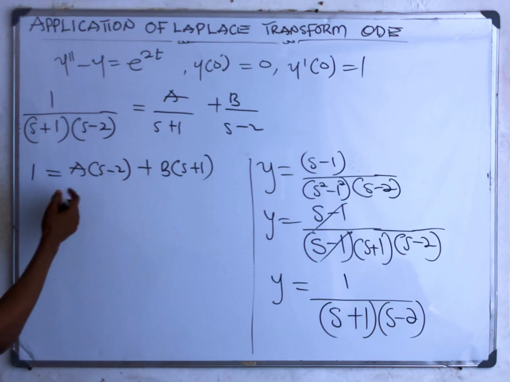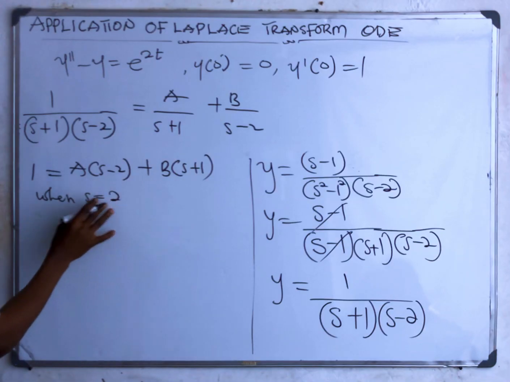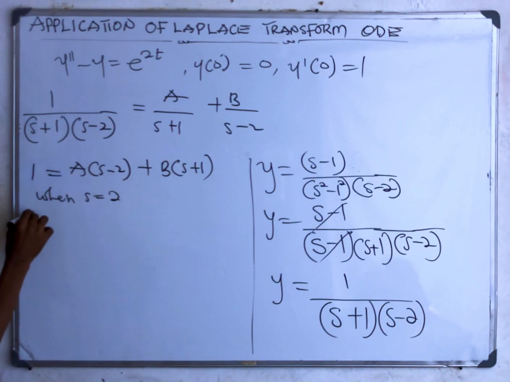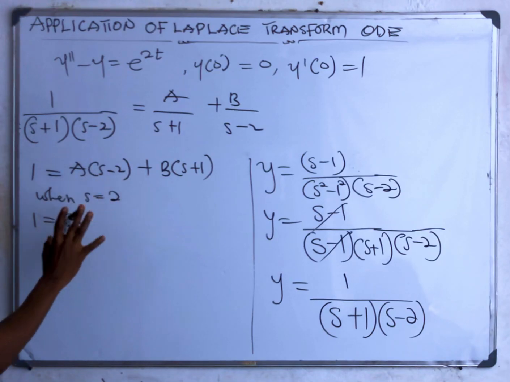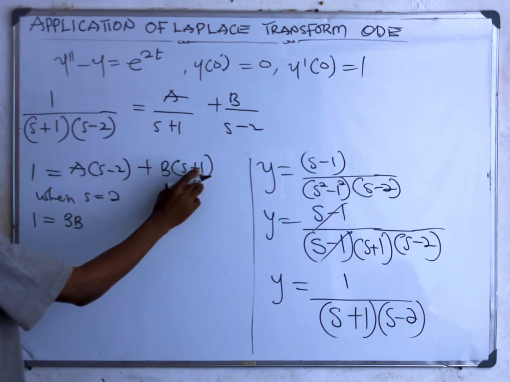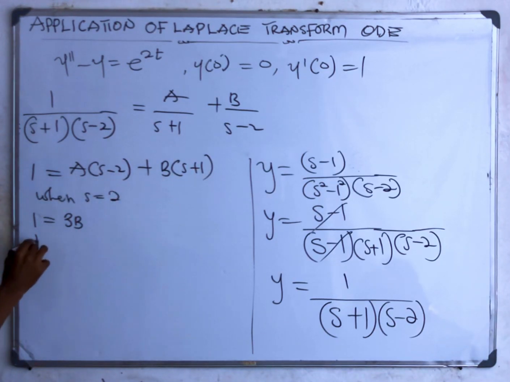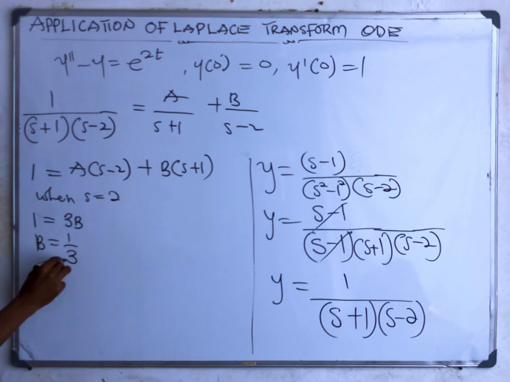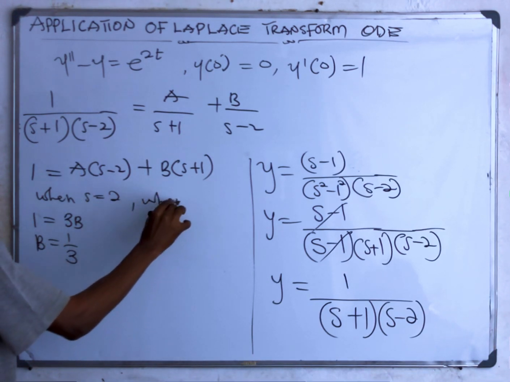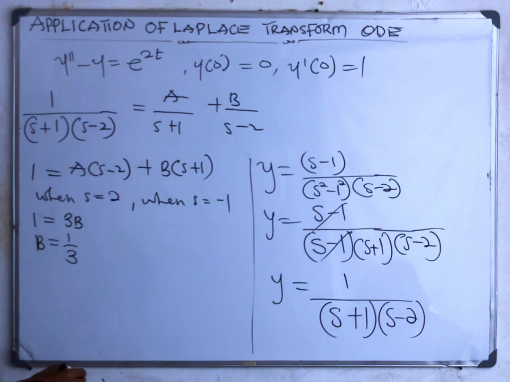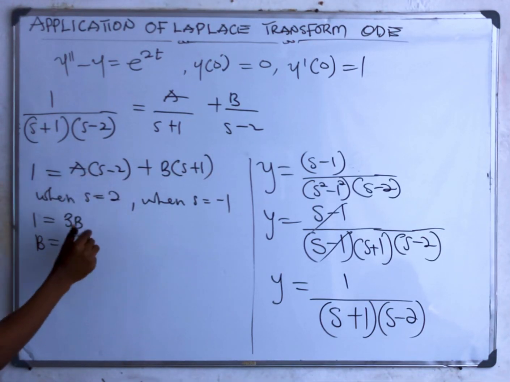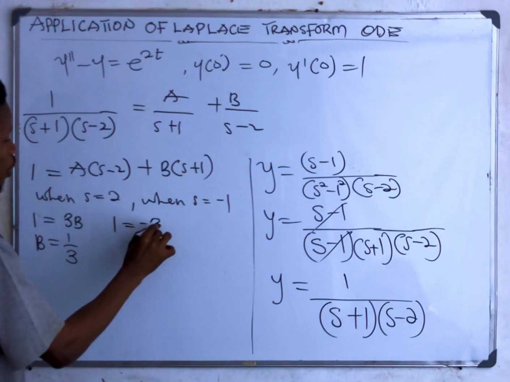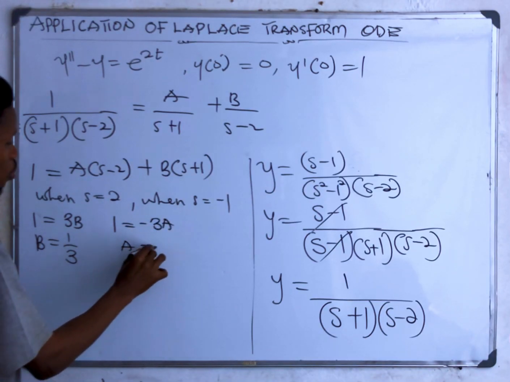So for this one, when s equals positive 2, this side goes to 0, so that I have 1 equals 3b. If I put 2 here, it is 2 minus 2, which is 0, so that one goes to 0. 2 plus 1 is 3, 3b. So we get this, which means that my b is equal to 1 over 3. Now let's also look at when s equals negative 1. What happens? This one goes to 0. If I put negative 1, I have negative 3. So I have 1 equals negative 3a, which means that my a is equal to negative 1 over 3.